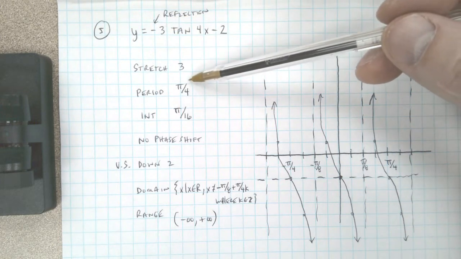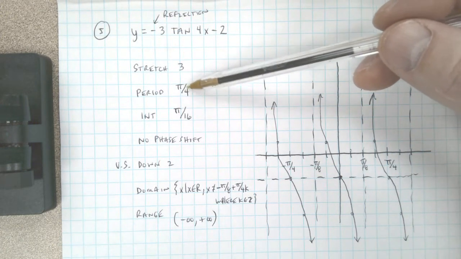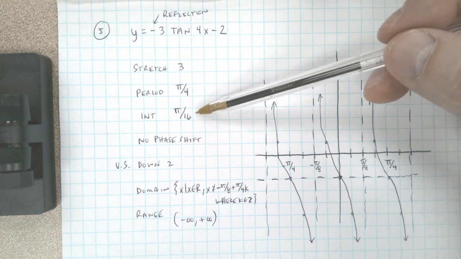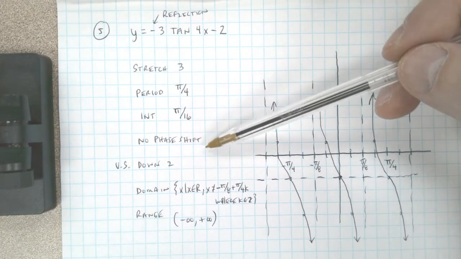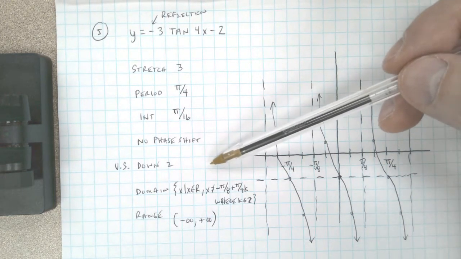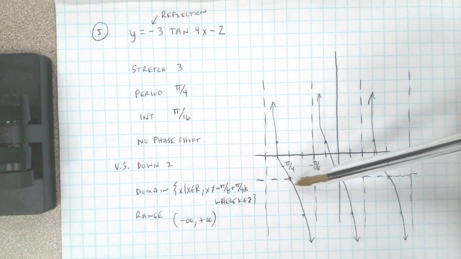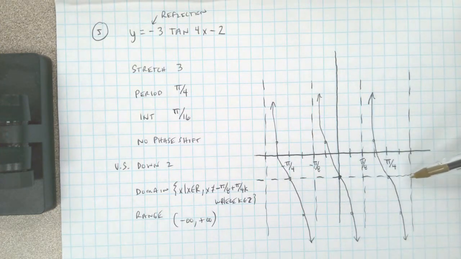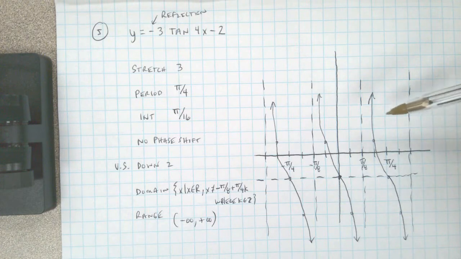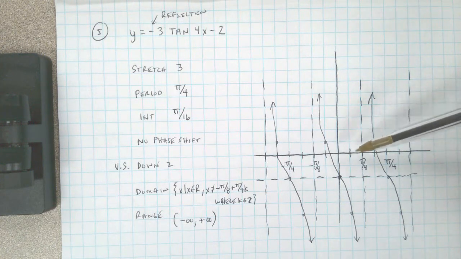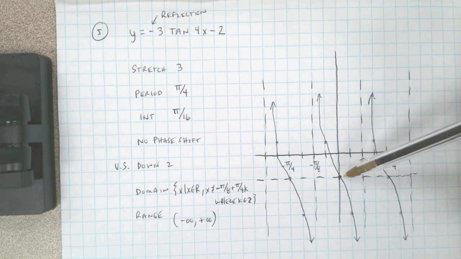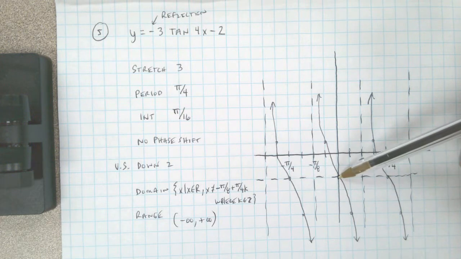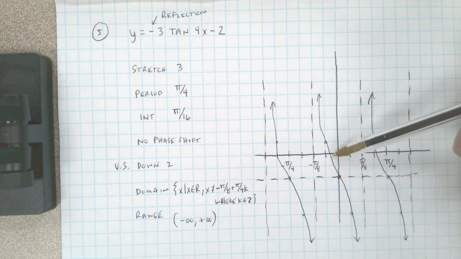The period is pi over 4, which is pi over b, pi fourths. Interval is going to end up being pi sixteenths. There's no phase shift. We're going to move it down 2, so my midline down here at negative 2. Again, it is a disco left because of the reflection. It has a stretch of 3, so I start here on the y-axis at my midline, and I'm going to go up 3.